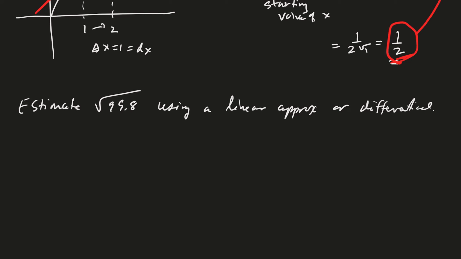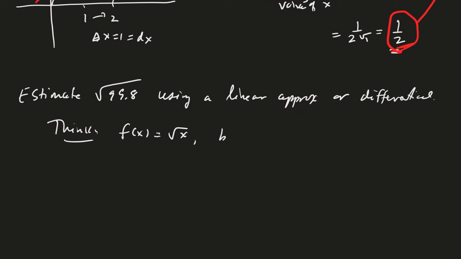Now, when we do this, we want to think that f of x is going to be the square root of x. Oops, sorry, not the square root of 10, the square root of x. And 99.8 is very close to a nice number, and that is the square root of 100, right? So we're going to base our approximation at x equals 100.